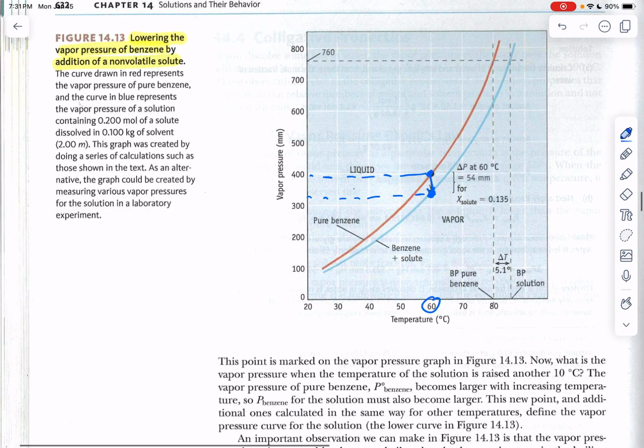We can also look at the temperature at which it would begin to boil. If we look up here, normally it might boil at this temperature, at 80 degrees, the boiling point of benzene. But if we add the solute and we get to ordinary barometric normal pressure, 760 millimeters of mercury, now it's going to boil at this temperature, 5.1 degrees hotter. That is the boiling point elevation. It'll be 5.1 degrees higher than 80, or in other words, 85.1 degrees Celsius.